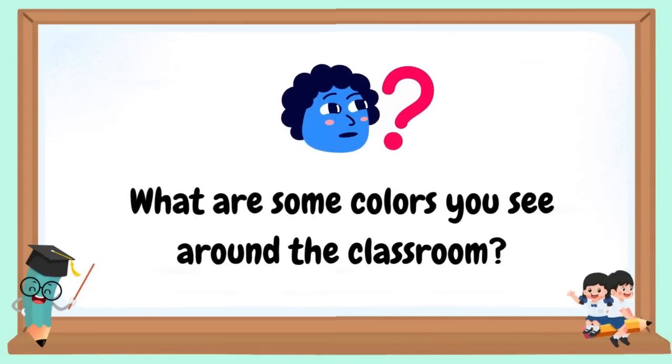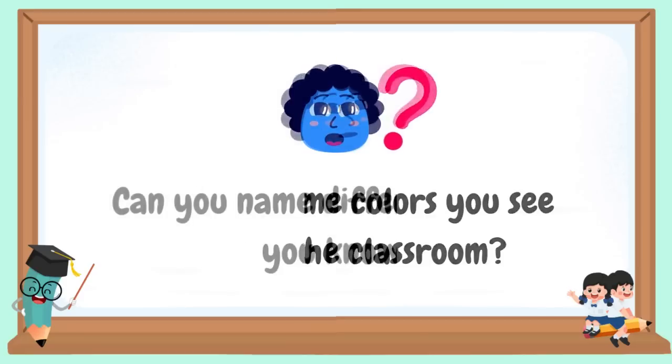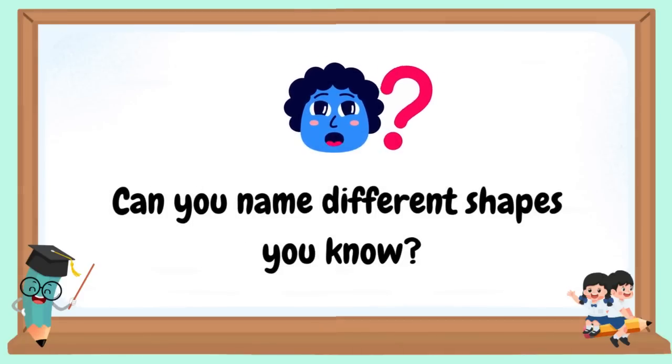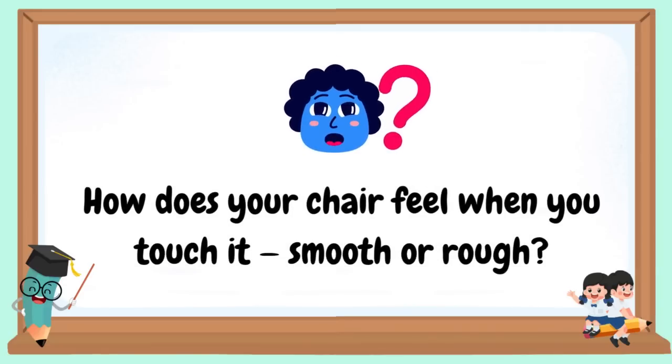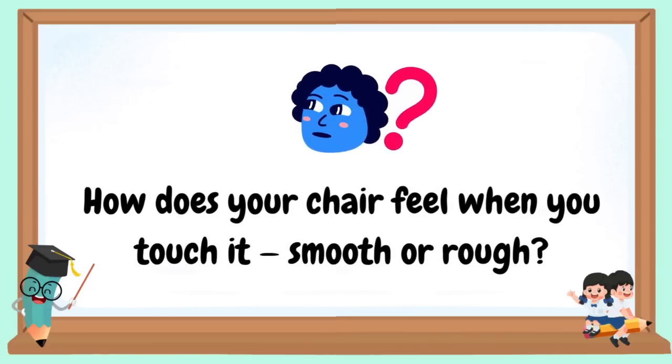What are some colors you see around the room? Can you name different shapes you know? How does your chair feel when you touch it? Smooth or rough?